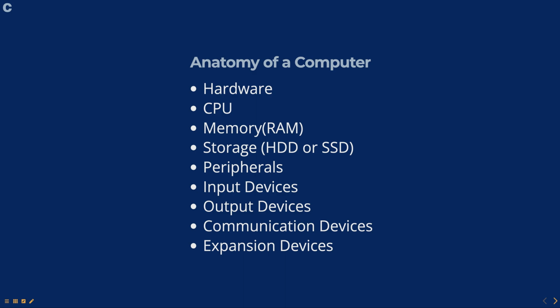Peripherals, additional components that are connected to the computer to expand its capabilities. These include input and output devices. Input devices that allow the user to enter the data into the computer, such as keyboard and mouse. Output devices, devices that allow the computer to output information, such as a monitor and speakers.